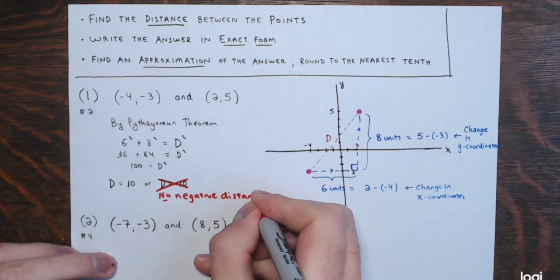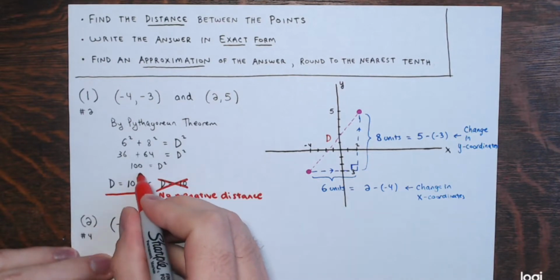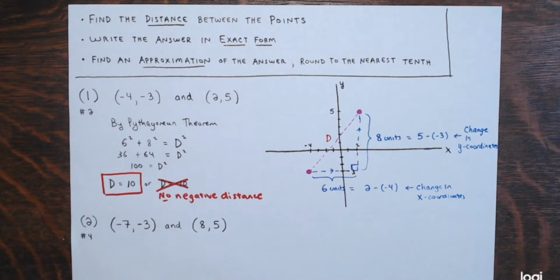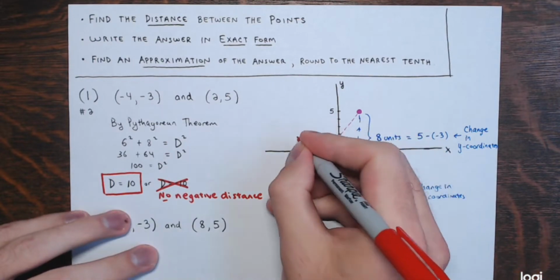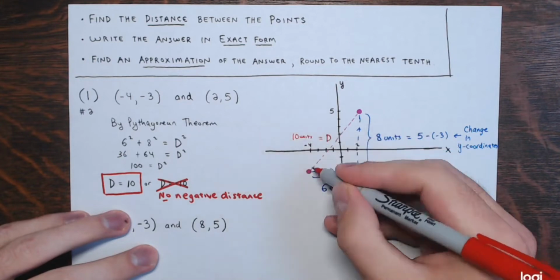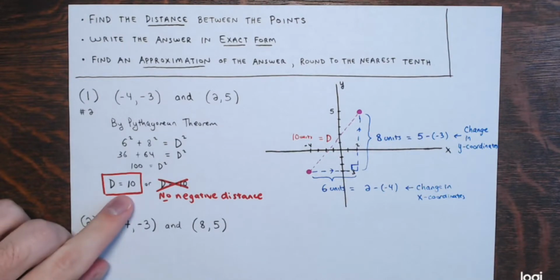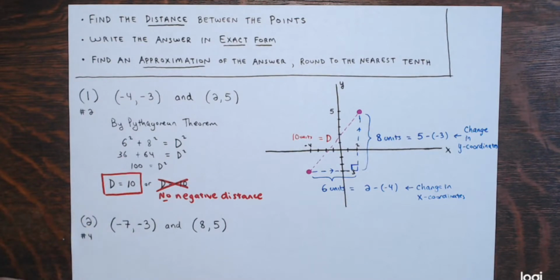Okay? So here we go. The distance between these 2 points is 10 units. If I went from here to here, it's 10 units long. Fantastic. And that is exact, right? And you don't need to round to the nearest tenth or anything, because that's a nice whole number. But this procedure I just went through is the same thing I would go through for any pair of points.